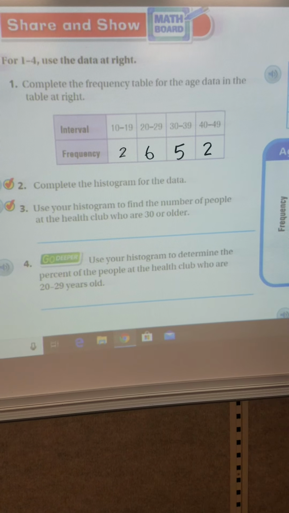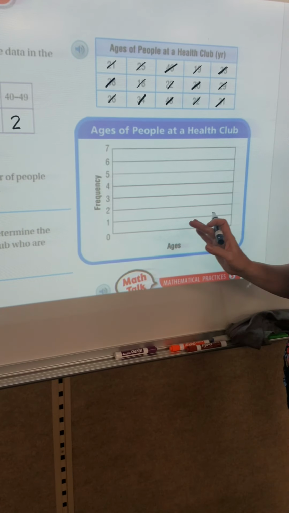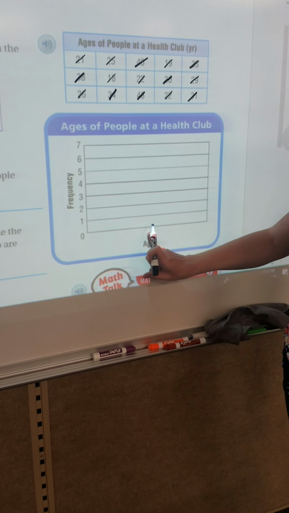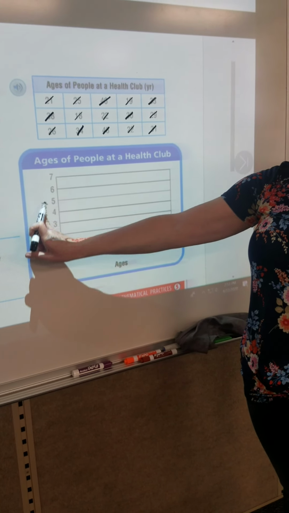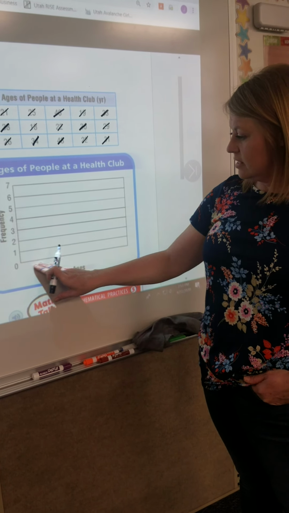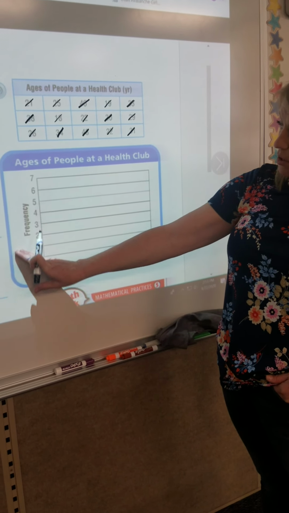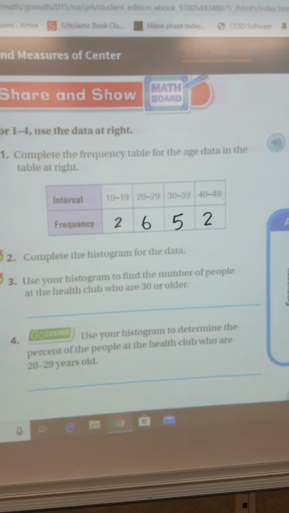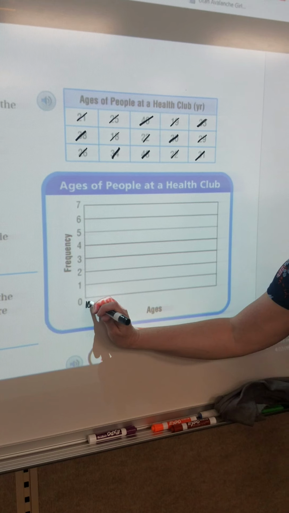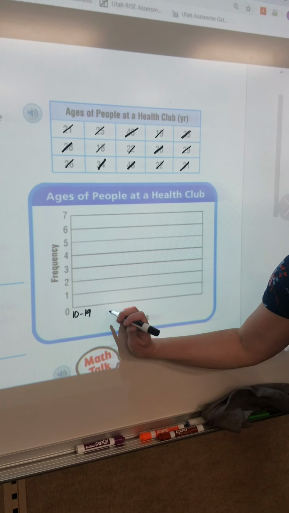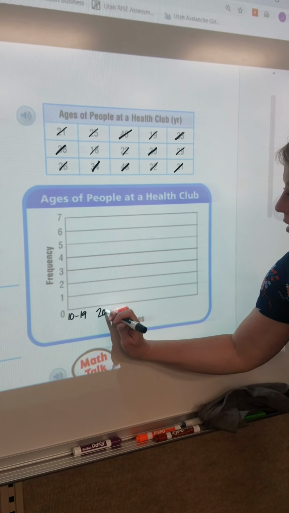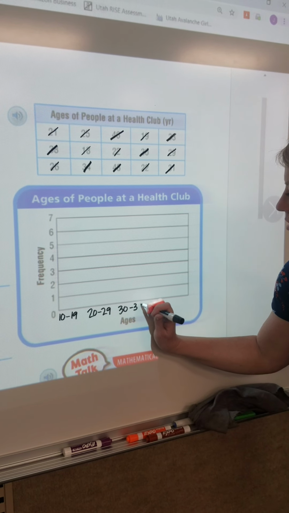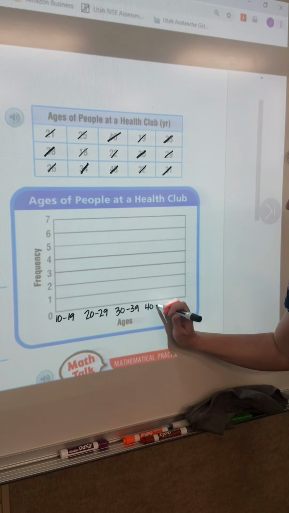And I'm going to go to my histogram now. A couple important things about a histogram if you're creating your own. We need to make sure to label, boys and girls, what it is that we're doing on each of the sides. So ages is going to be at the bottom, and then this is how often it occurred, the frequency. I'm going to take my intervals and add them to my graph. So 10 to 19 would be here, and then 20 to 29, 30 to 39, and 40 to 49.